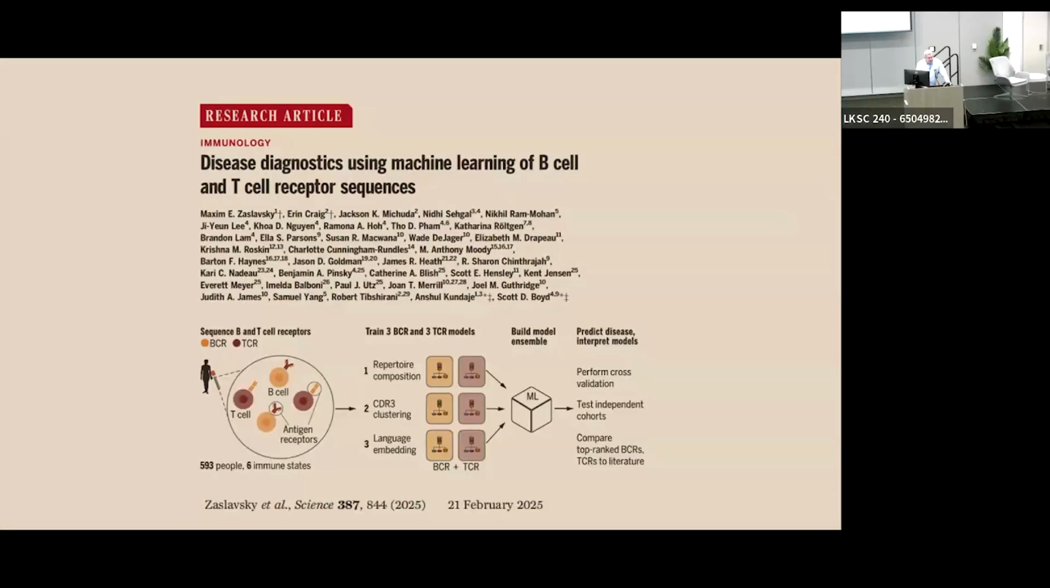The main thing is the input data are the receptor sequences from the B cells and T cells, so the antibody heavy chain and the TCR beta chain. We then train a series of 3 different models to go into this machine learning approach that I'll describe. And then from that, we combine them to give an overall prediction as to what the person's immune response or medical condition is.